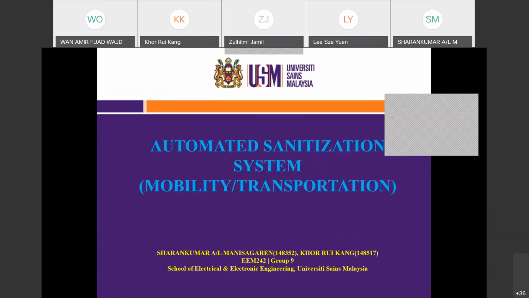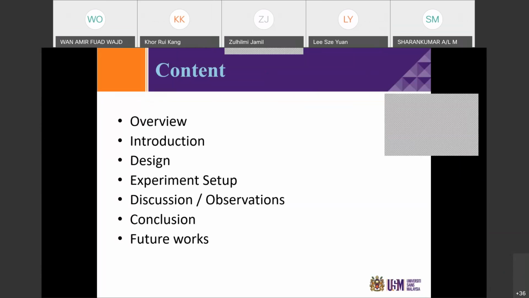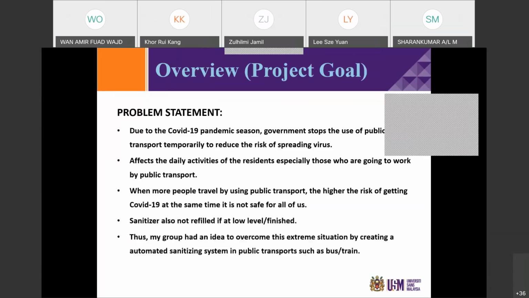So today, my partner Koi Rukang and I will explain our project, which is the Automated Sanitization System under Mobility and Transportation. So this is basically the contents of our presentation slide. I will go straight to the overview. First is the overview and our project goal, why we are doing this project.